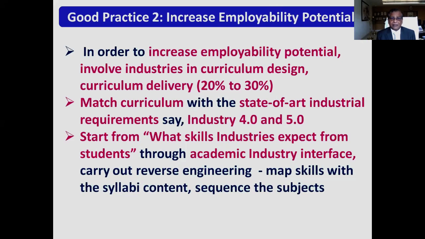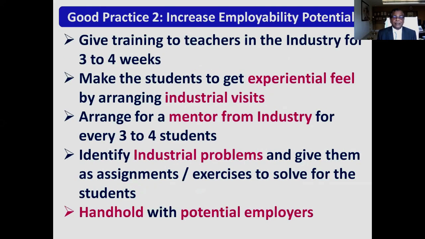Start from what skills industries expect from students through the academic industry interface. Many universities have started looking for industries to involve with the universities, including the affiliated institutions. Then, to increase employability potential, teachers are also given training in the industry for 3 to 4 weeks. Make the students get an experiential feel by arranging industrial visits, mentors from industry, industrial problems, and so on.